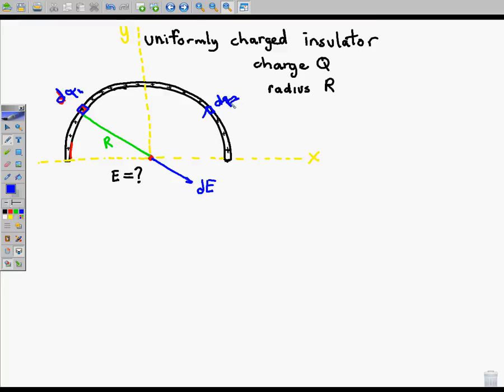Well, due to dQ2, if we go over to here, which way is the electric field strength going to be going due to dQ2? Down this way, yes. So this is dE1, and this would be dE2, and that should be about the same length.